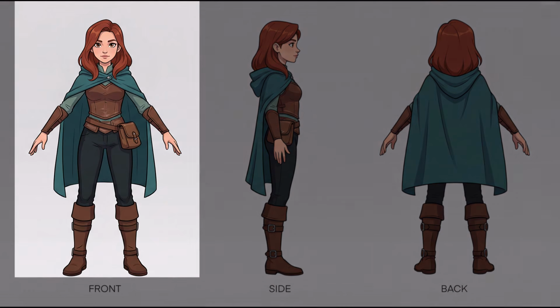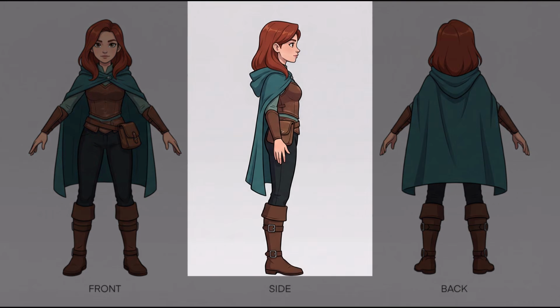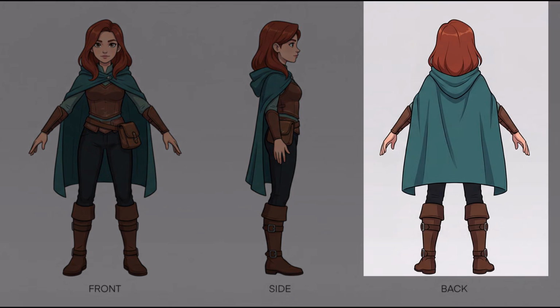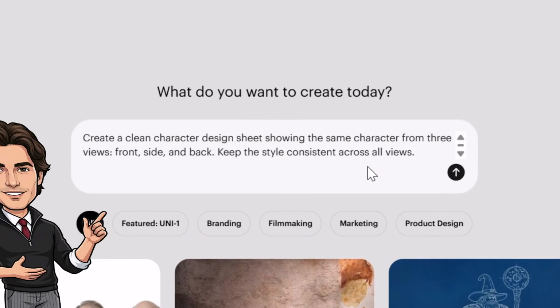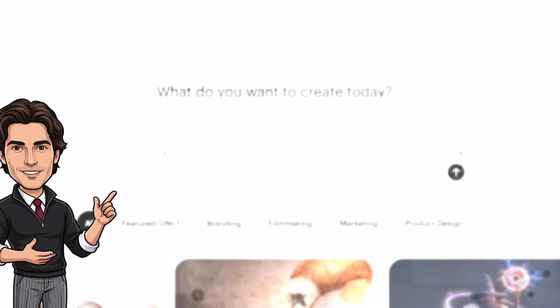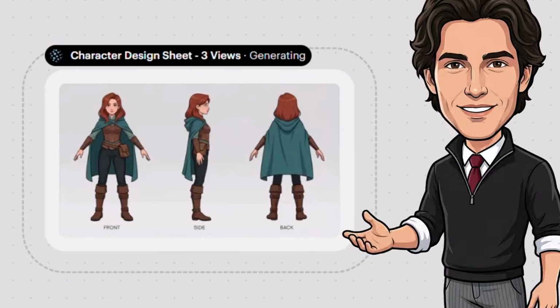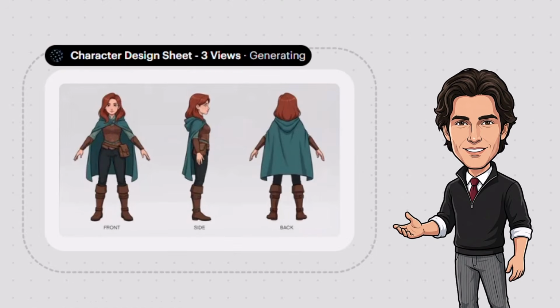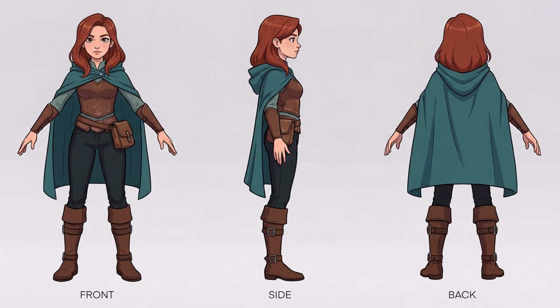Now, one of the most interesting tests is consistency. For example, I can ask for a character turnaround sheet showing the same character from the front, side, and back. This is something many models struggle with because each image is usually generated independently, so the character changes slightly every time. But when this works well, it means the model understands the relationship between those views. It's not just creating separate images, it's maintaining a consistent concept. And that's extremely useful for things like character design, game development, or any kind of visual pipeline.